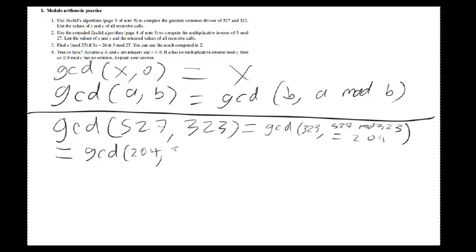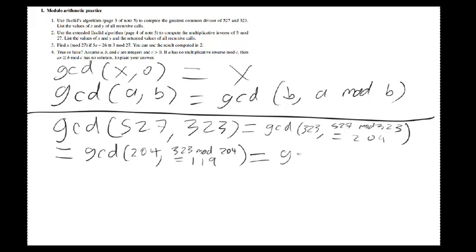323 mod 204, which is 119. 323 is 1 times 204 plus 119. So the remainder when you divide 323 by 204 is 119. So far, nothing's been happening that's not exactly how it would happen if we used the subtraction-based method. Instead, that's fine.